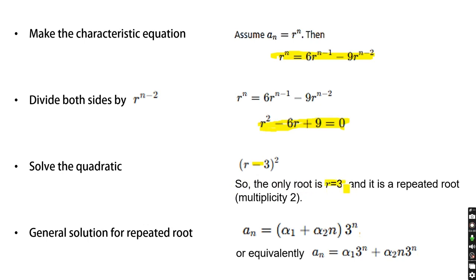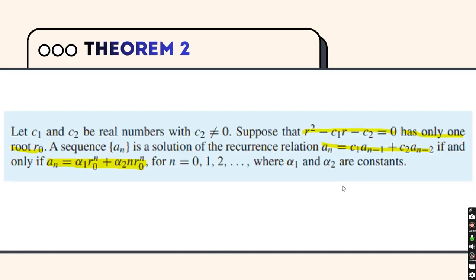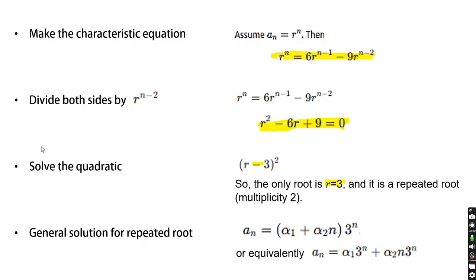So, based on the definition nga gihatag sa theorem 2, there is only one root. So on this example, makita nato nga there is only one root which is equals to 3. So the general solution for the repeated root is we have an is equals to a1 plus a2n times 3n. So 3 tungod kay amo sa iyaha root.